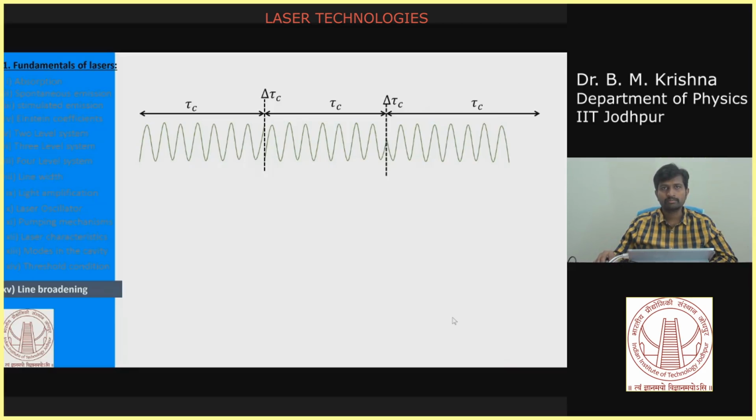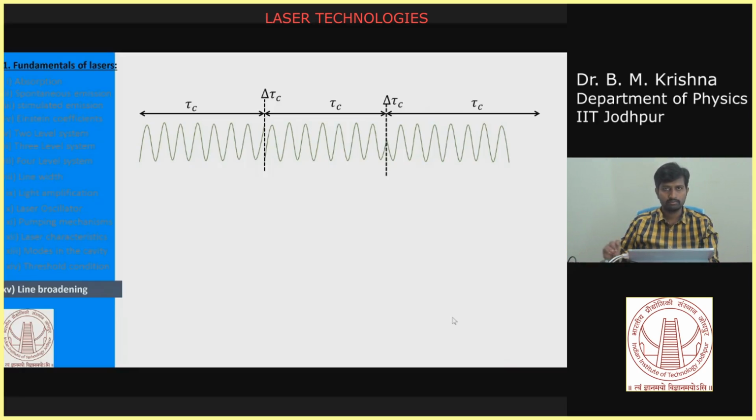At the collision time your phase is changing. That means this is, in principle, the coherence time of this system. If this decreases, your coherence time decreases, and now your width will increase. Okay, that we already discussed in our previous classes.